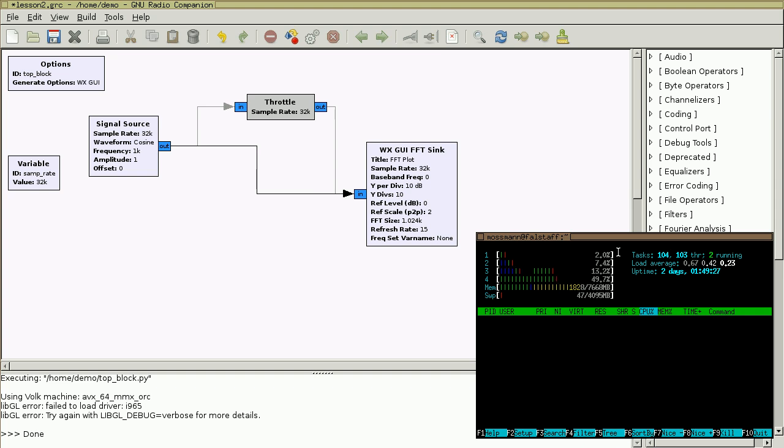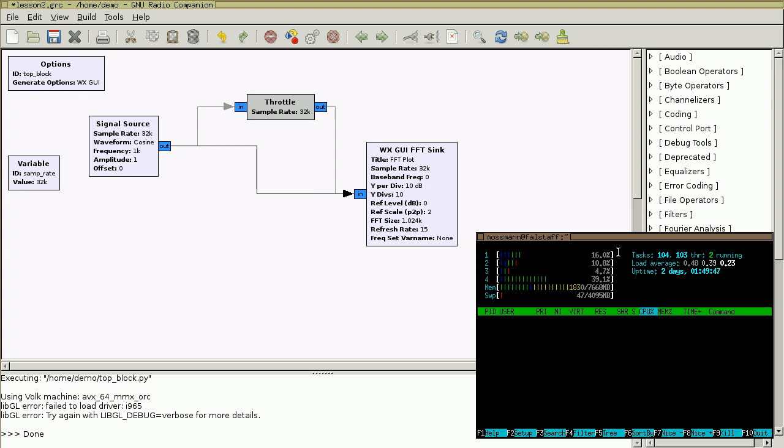Now, the reason I can't demonstrate this to you is because the CPU utilization that I do have going on right now is for my video and audio capture. And if I chew up all my CPU in GNU Radio, then my video and audio capture don't work very well and I can't record this video.